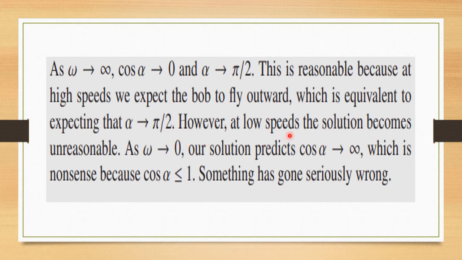However, at lower speeds, the solution becomes unreasonable. As omega tends to 0, our solution predicts cos alpha tends to infinity, which is not a possible value for cos alpha. Its range is from -1 to +1. So this is an impossible solution. So where have we done something wrong in the calculation? We have to look into that region.